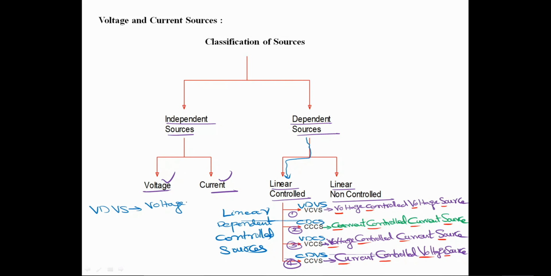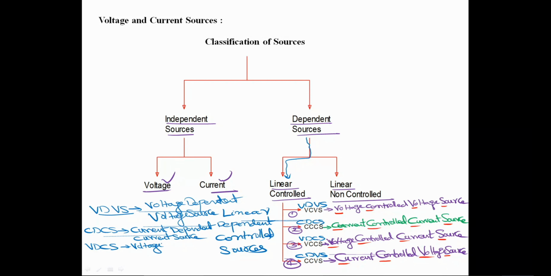Voltage dependent voltage source is VDVS, whereas CDCS is current dependent current source, whereas VDCS is voltage dependent current source.